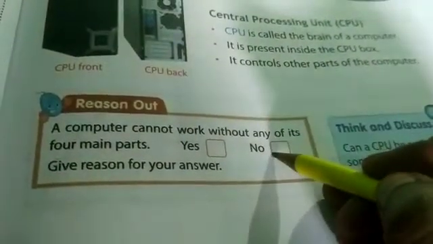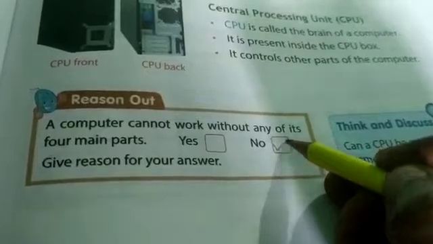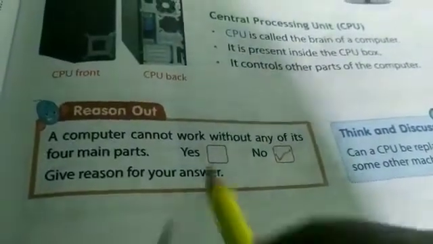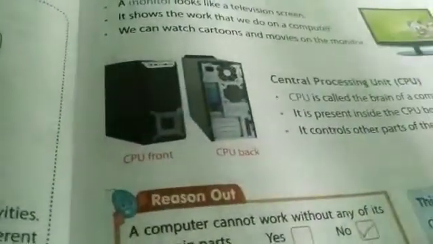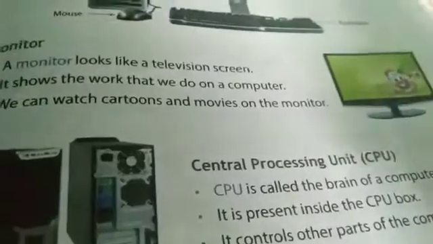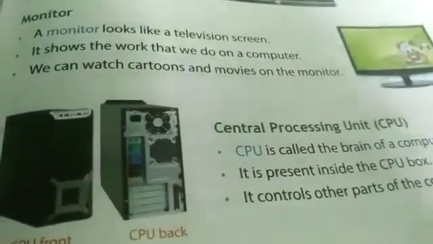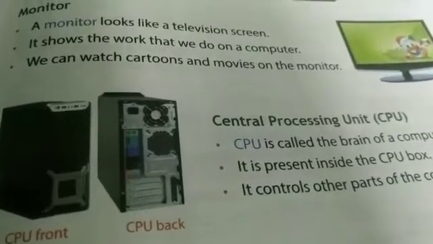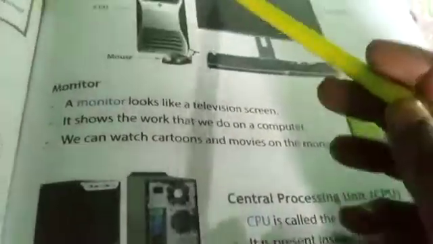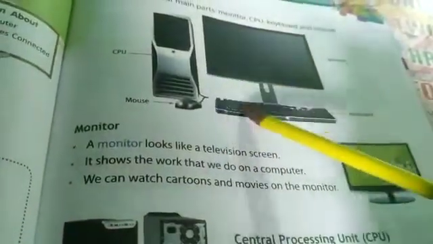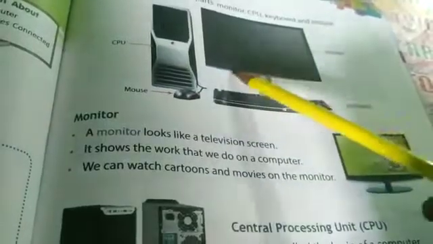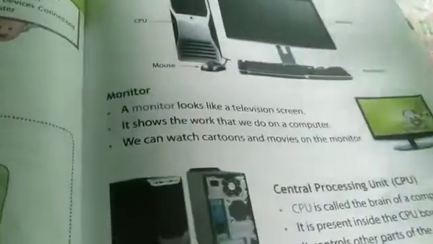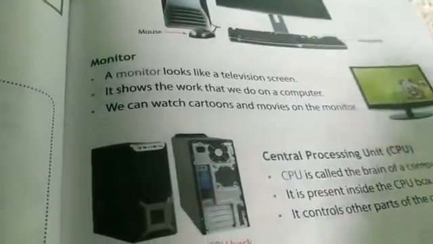A computer can work without any of its four parts. Yes or no? No. A computer cannot work. Give a reason for your answer. Like children, our body has different parts. If we lose one part, like if we lose our eyes, we won't be able to see. Like that, a computer has four main parts. If we lose any of the parts, it would not work systematically. Okay. Now coming to the next page.